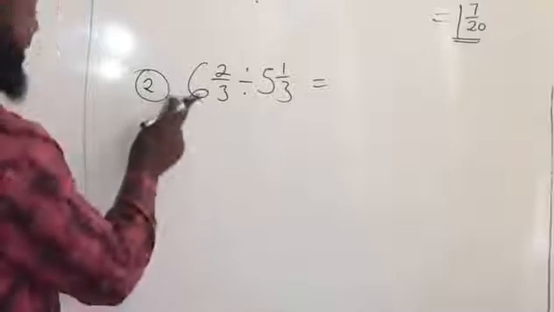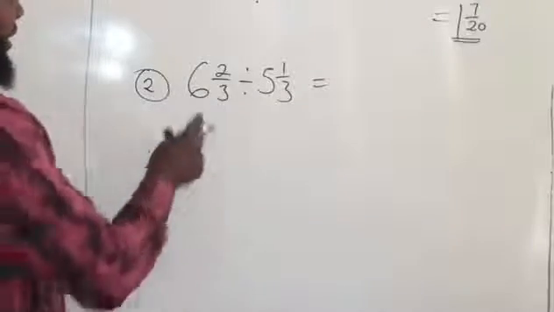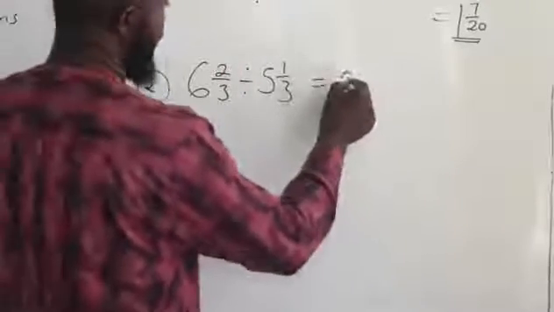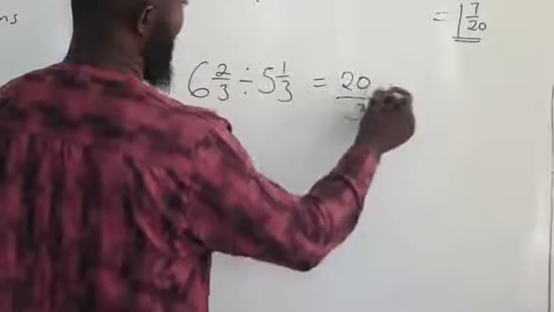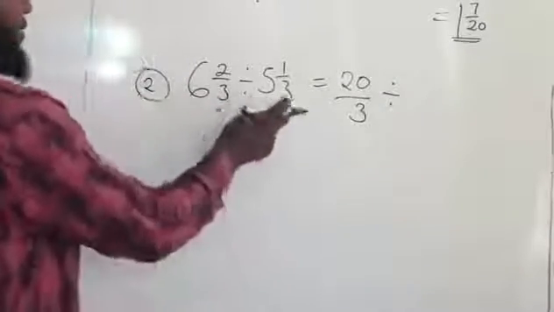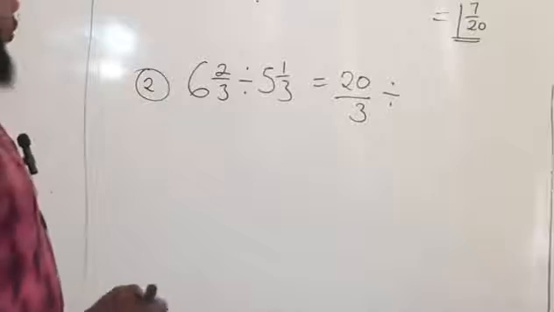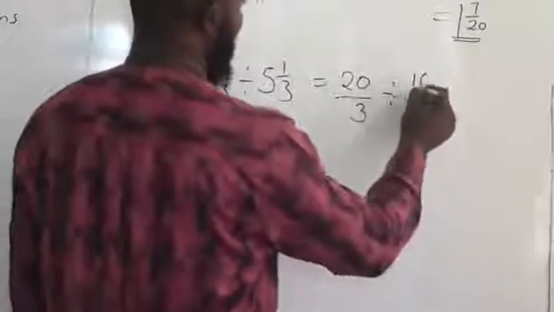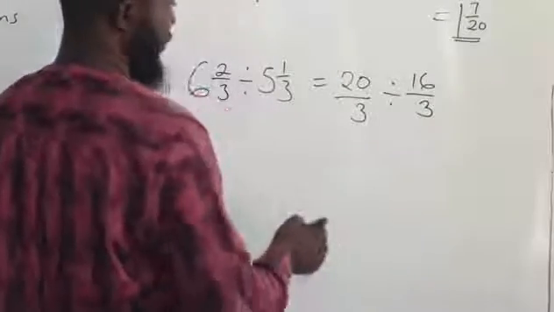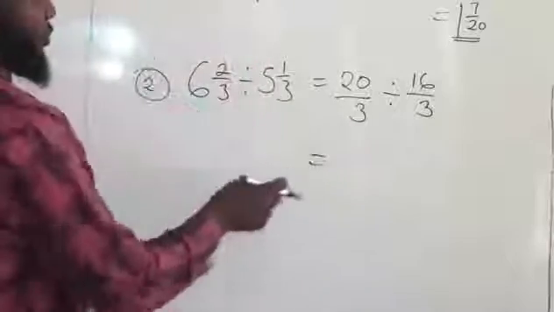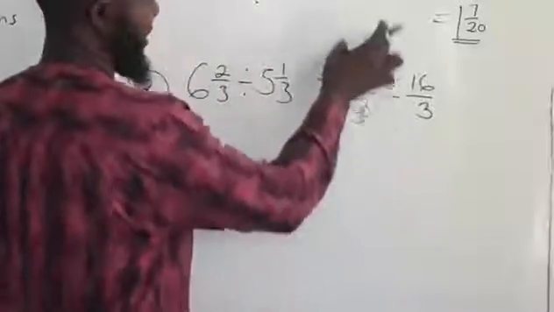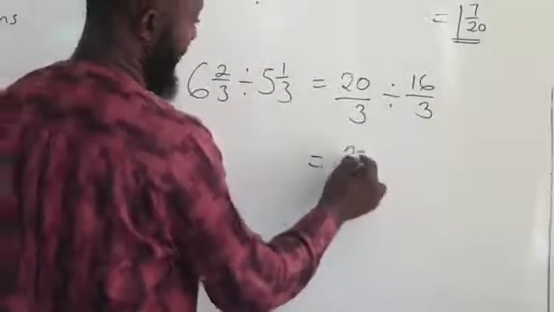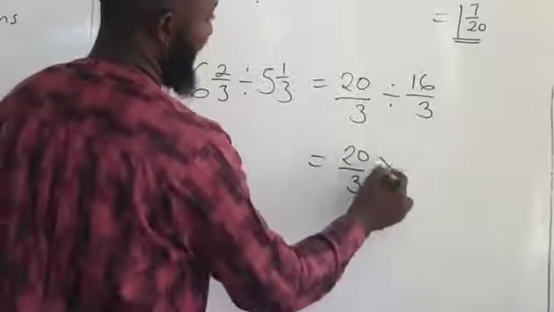So in that case, 6 times 3 is 18. 18 plus 2 gives 20 divided by 3. Then put your division sign. 5 times 3 is 15. 15 plus 1 gives 16 divided by 3. So we can then apply this one. So the first fraction will remain. That will be 20 over 3 times, then we change this one.